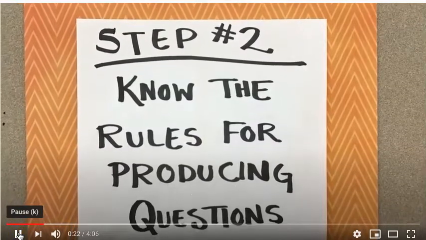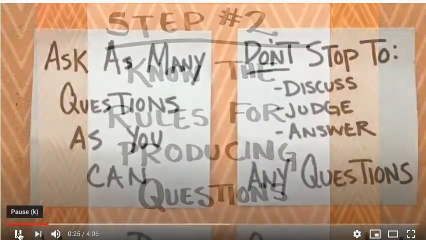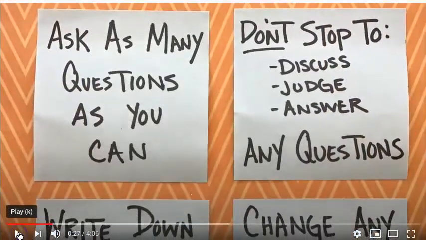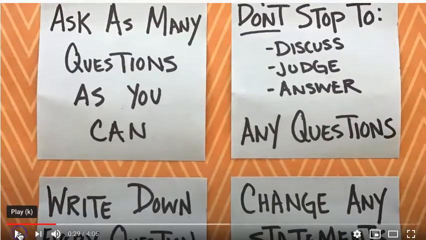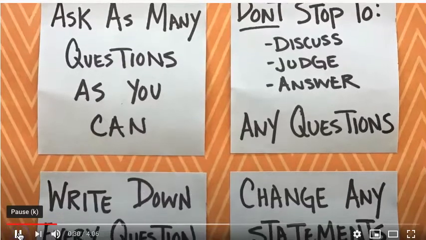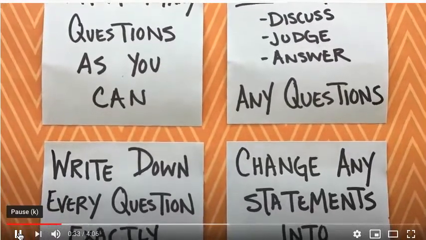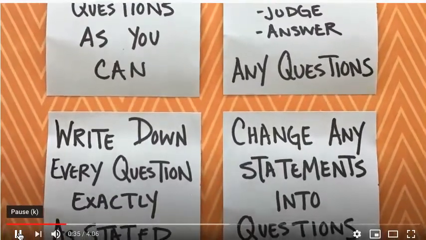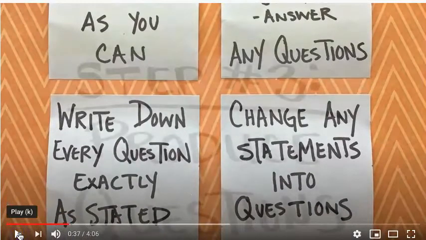Step 2 is to know the rules of the QFT, the rules for producing questions, and there are 4. The first is to ask as many questions as you can without stop. The second is do not stop to judge or discuss them or even answer your own questions. The third is to write down every question exactly as it was posed, no matter what form, without judgment. That's the biggie. And finally, the 4th rule is to change any statements into questions.